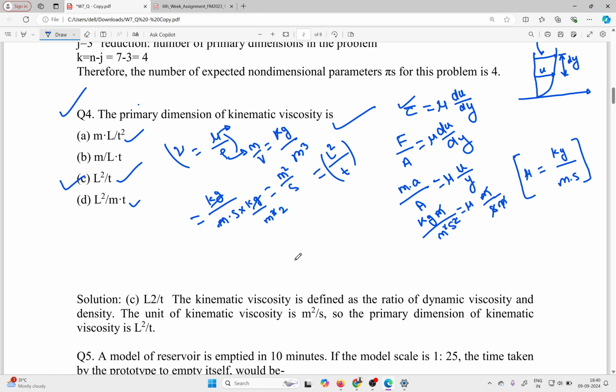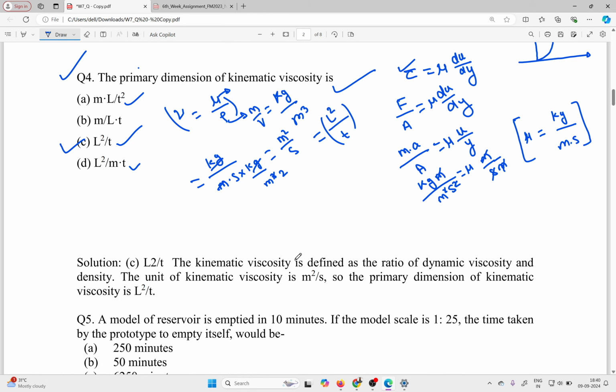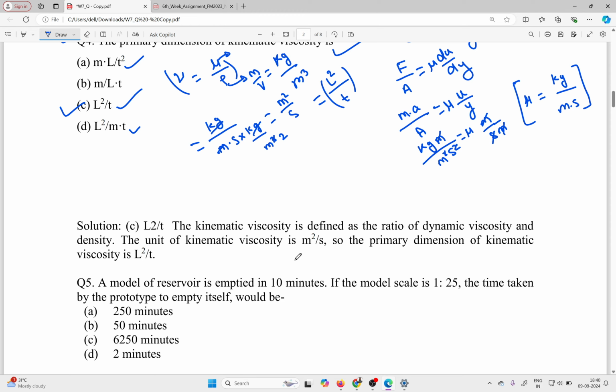So the next question, a model of reservoir. Question number 5. A model of reservoir is emptied in 10 minutes. If the model scale is 1:25, the time taken by the prototype to empty itself would be. So you first try, then I will explain.